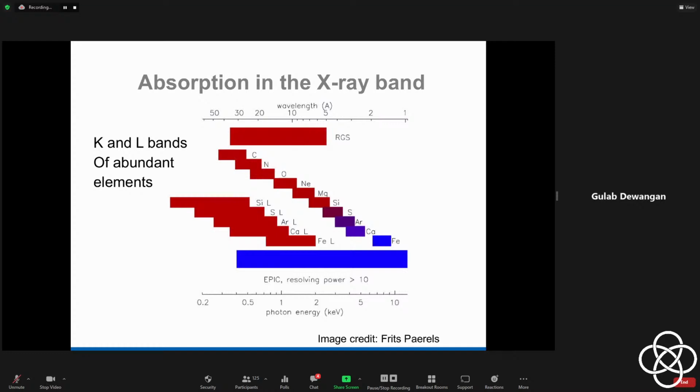All these fall in this band, and not only for iron, the K bands of carbon, nitrogen, oxygen, neon, magnesium, all these elements up to iron fall in this X-ray band. So many elements, so many ionization stages of each element, and for each ionization stage, so many transitions, all these things fall in the X-ray band. Not only the K band of various elements, but the L-shell transitions of all these elements from silicon to iron also fall in this X-ray band. That is why we see so many transitions, so many absorption lines in the X-ray spectrum from 0.2 to 10 keV.